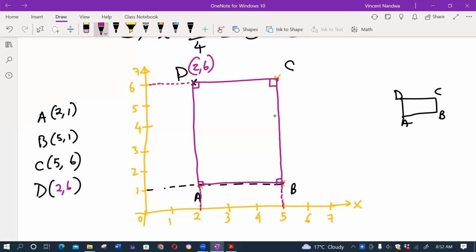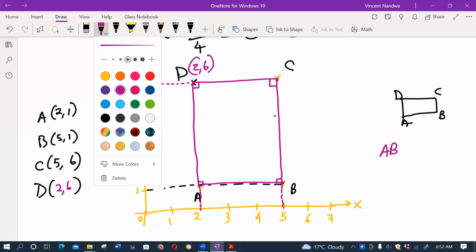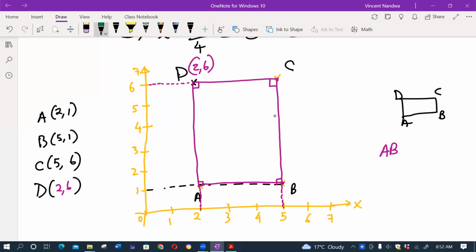Write the equation of the line segment joining AB. Remember, AB is a horizontal line. For a horizontal line, we simply identify the value where the line cuts the y-axis, and we say y equals that value. Because AB passes the y-axis at 1, the equation for line AB will be y equals 1.